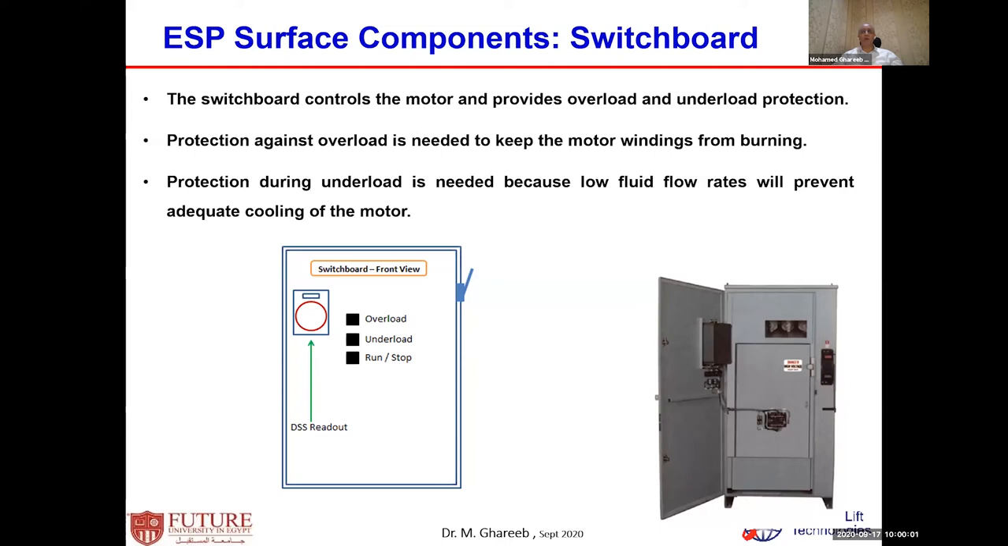Underload protection is to prevent inadequate cooling, because if you run the motor under load, production will be less, then the flow past the motor will be less, and the motor will have low cooling around it. It's a very simple technique, a very simple shape for this one. You have just an on and off switch. You can isolate the power on and off like this.